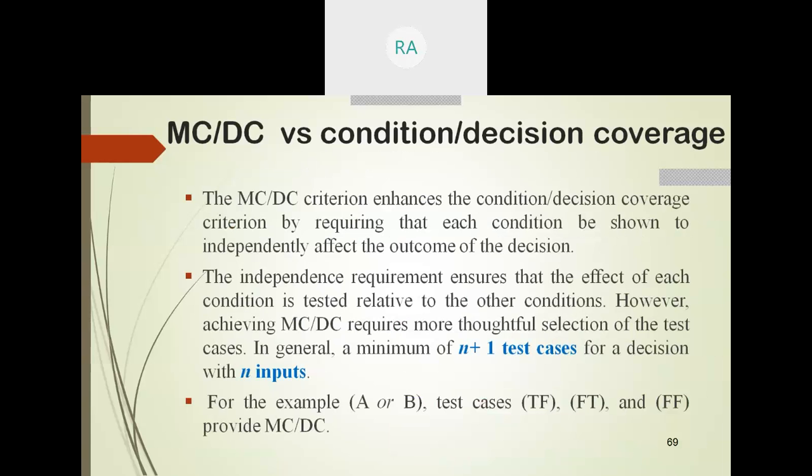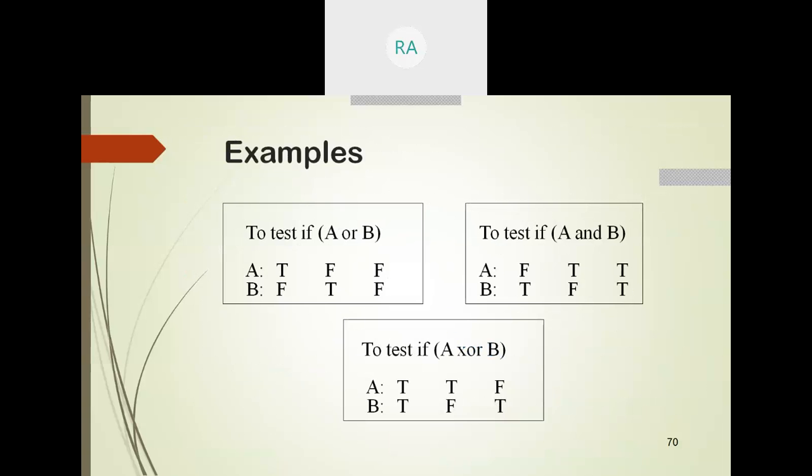Okay, suppose I am testing the condition A or B. The test cases which will impact the decision are true-false, false-true, and false-false. That is how you have to test the particular conditional statements. Okay, let us take up certain examples to test if A or B.